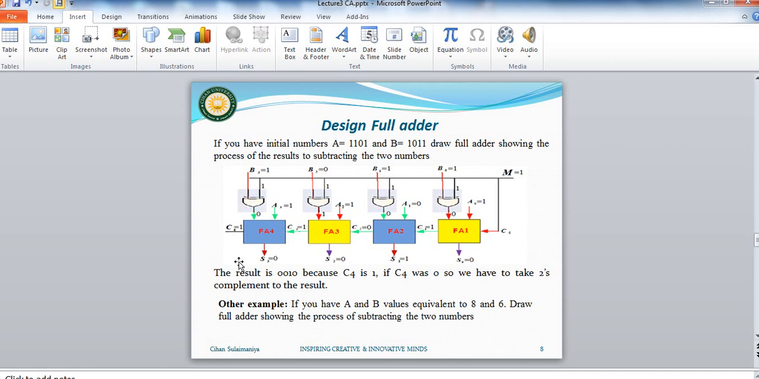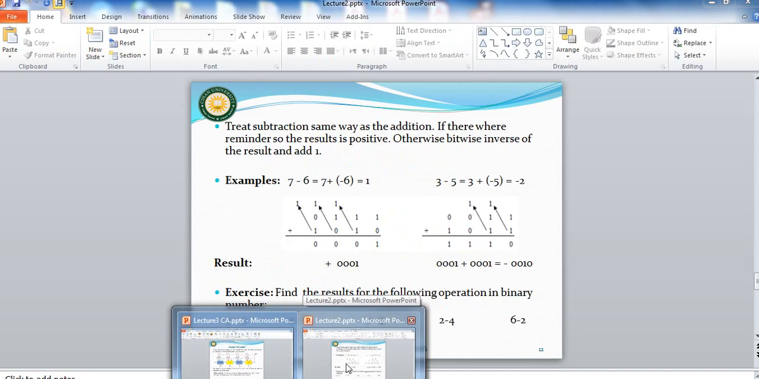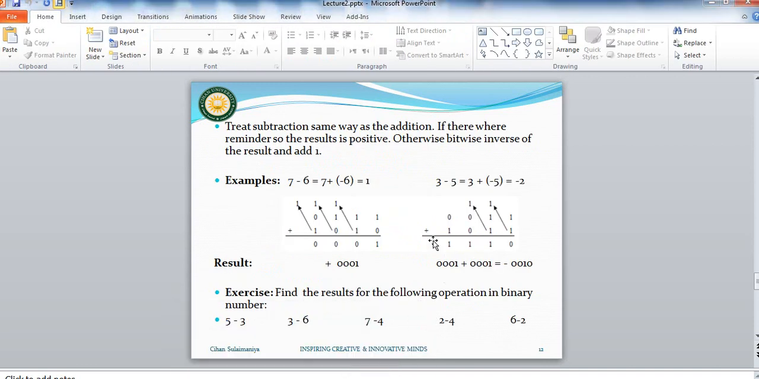Now the result here is 0 0 1 0, but the carry out in C4 is 1. If the carry out is 1, do you remember when we did the subtraction? What does that mean? That means the result is positive, because the carry out is 1. If there is 0 carry out, that means you have to take the 2's complement of the results in order to get the final results.